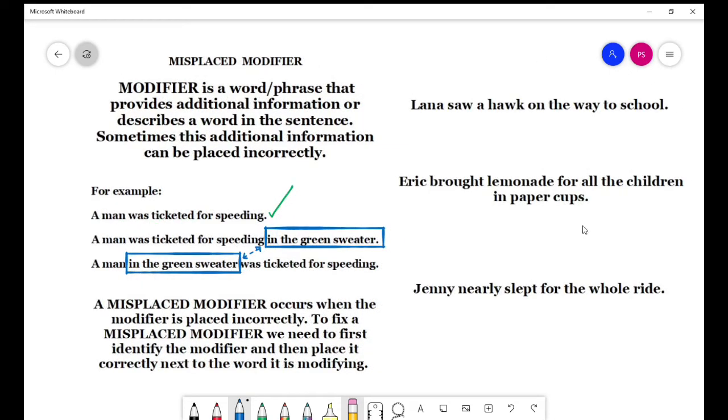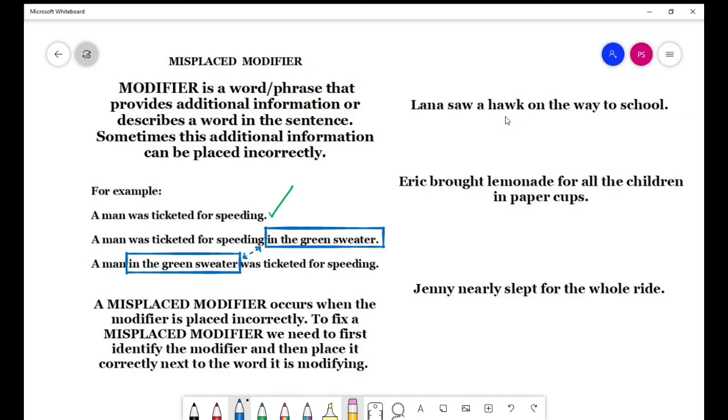Let's consider these examples to better understand misplaced modifiers. Again, the first step is to identify the modifier and ask yourself, what is it modifying? Then determine if it's placed correctly next to the word that it is modifying. In our sentence, Lana saw a hawk on the way to school. Now, the way it reads, it's almost as if the hawk was on the way to school, right? But we understand that a hawk cannot be on its way to school. That sentence is illogical. The subject here is Lana.